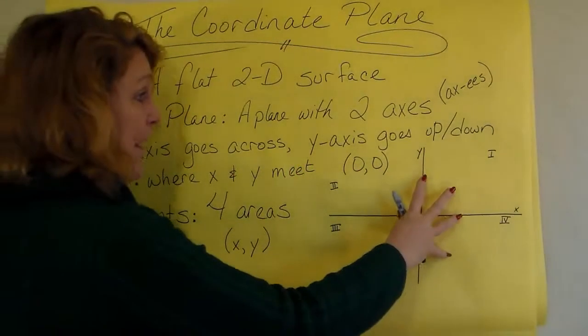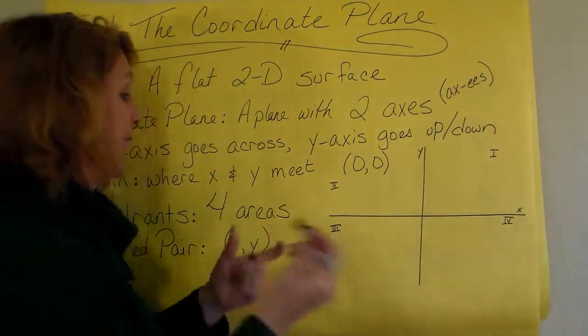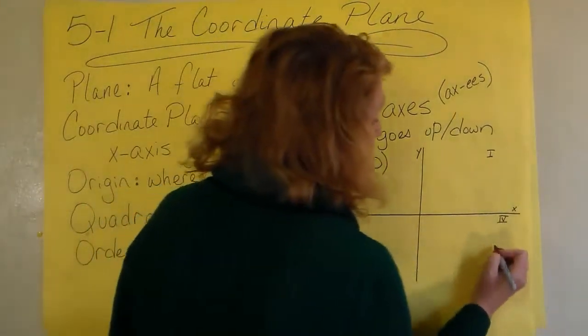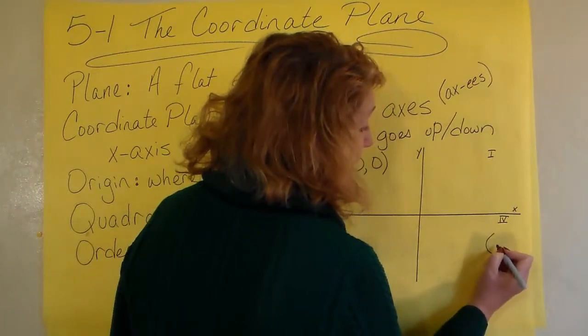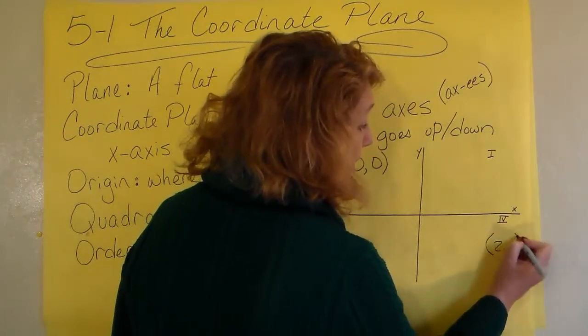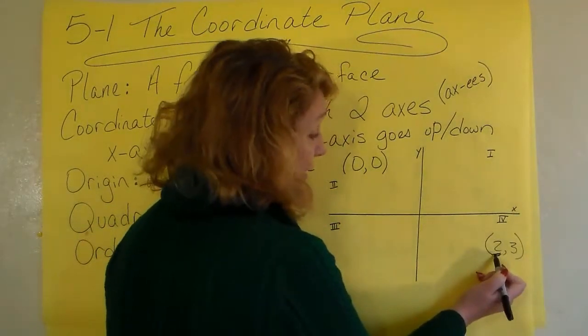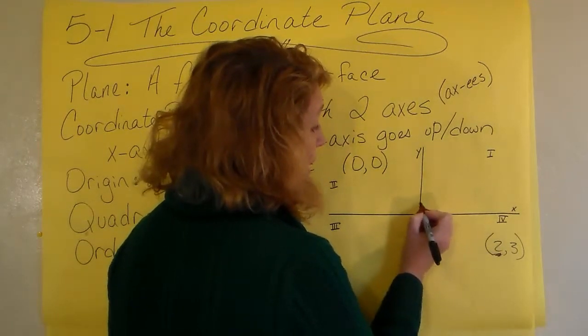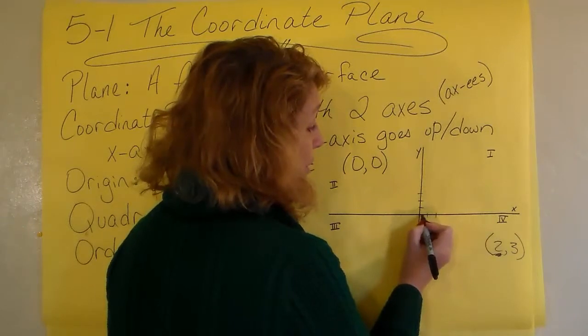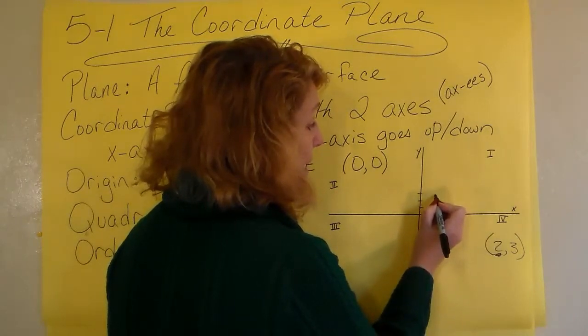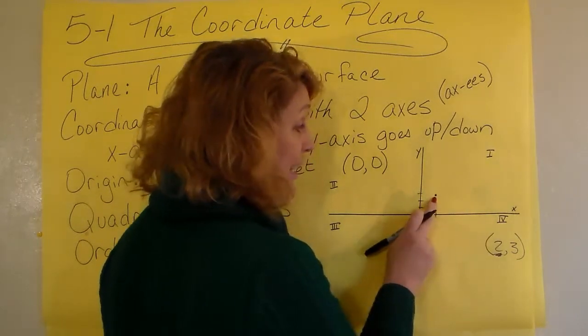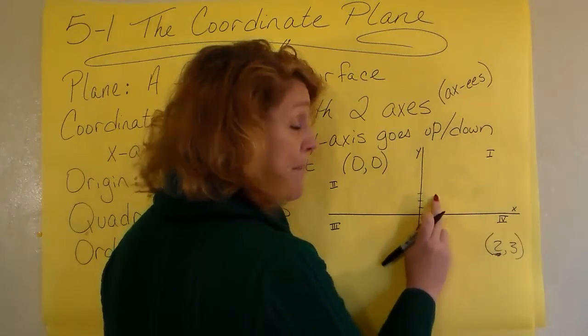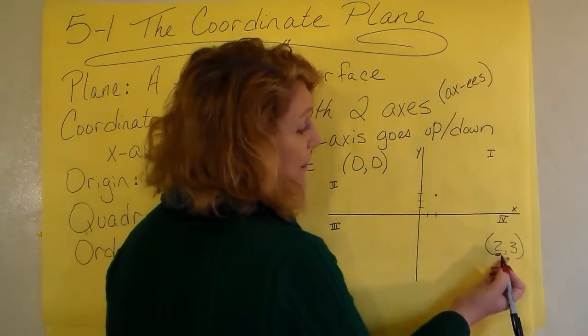place an ordered pair on the coordinate plane. For example, let's say we wanted to graph the point 2, 3. So we're going to start with our x number. We're going to go over 2 spots, and then we're going to go up 3 spots. So we're going to go over 2 and up 3, and we're going to put a point right exactly where 2 and 3 meet. And we have to label this.